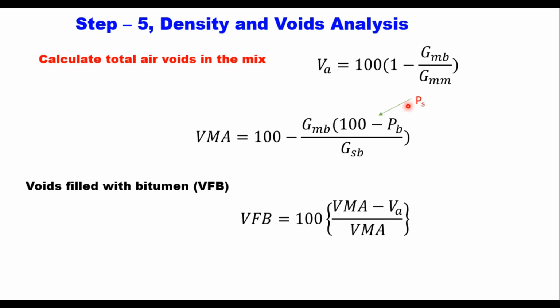The voids filled with bitumen is given by this equation, VMA minus VA upon VMA. VA is the air voids, VMA is the voids in mineral aggregate, and that is voids filled with bitumen. I have uploaded a video on Marshall method of mix design, and this is available in Hindi and English both. You can watch that video to understand calculation of all these parameters.